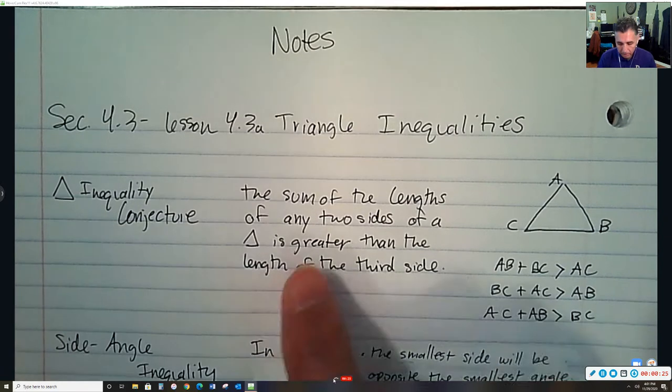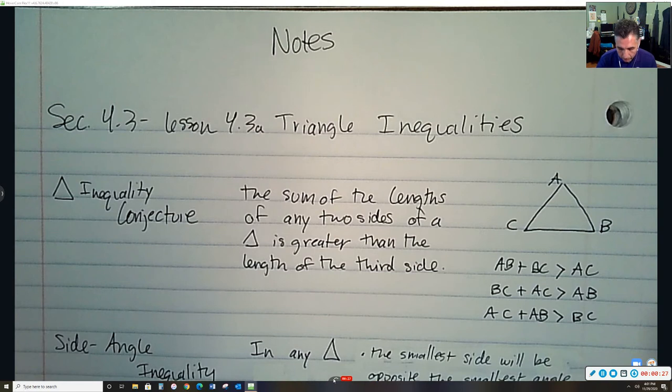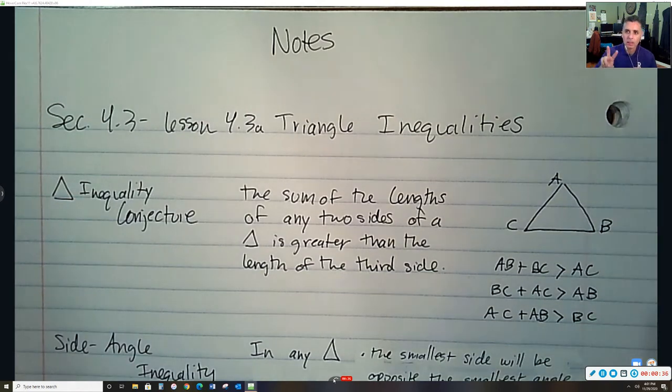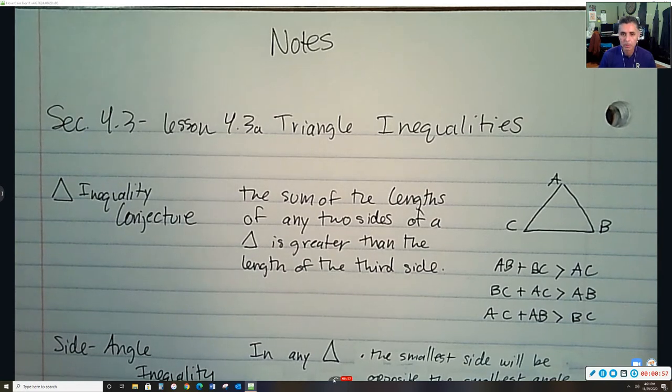And it basically says the sum of the lengths of any two sides of a triangle is greater than the length of the third side. So if you take any two sides of the triangle and add them up, it's going to be bigger than the third side, the side that's not included when you add it. And it has to be that way. Otherwise, those sides can't be the sides of a triangle. And I'll share a video with you guys that'll explain it differently.